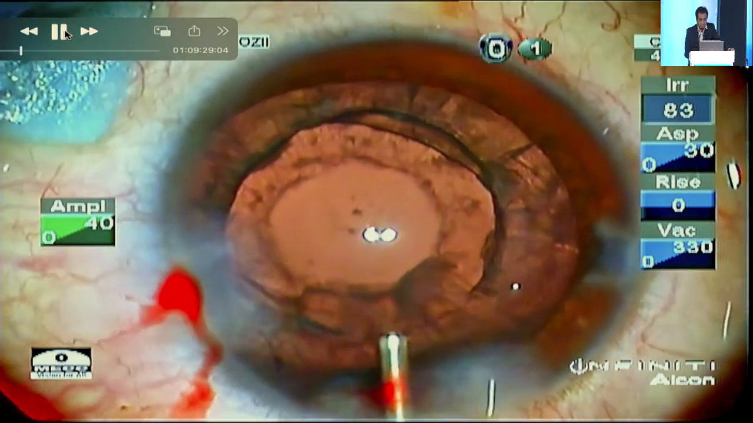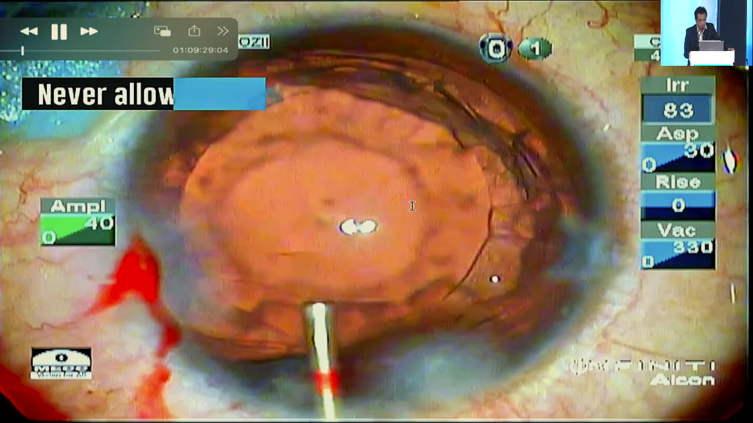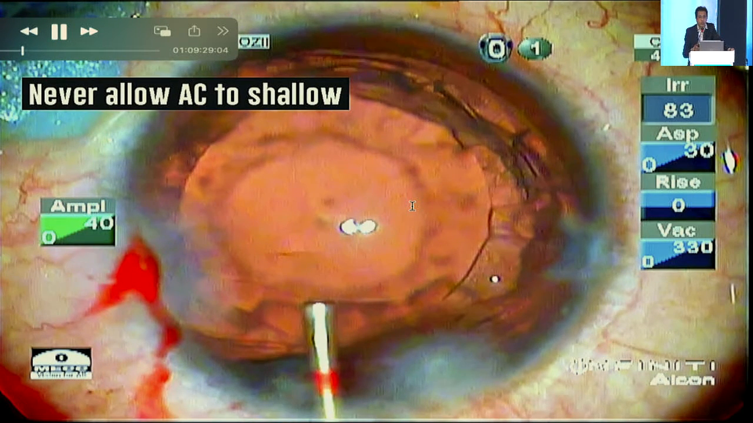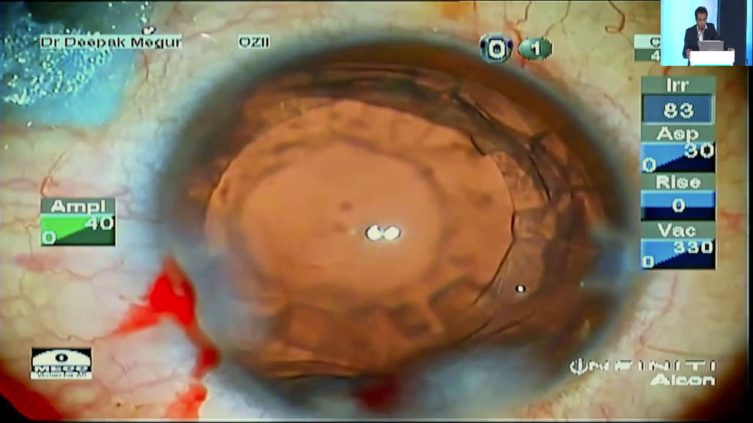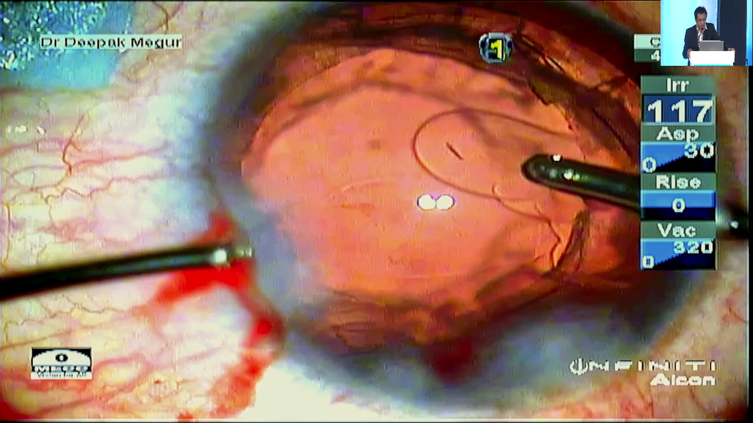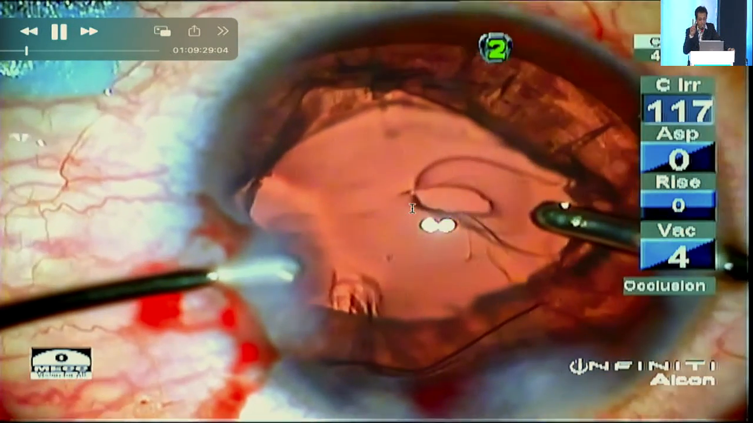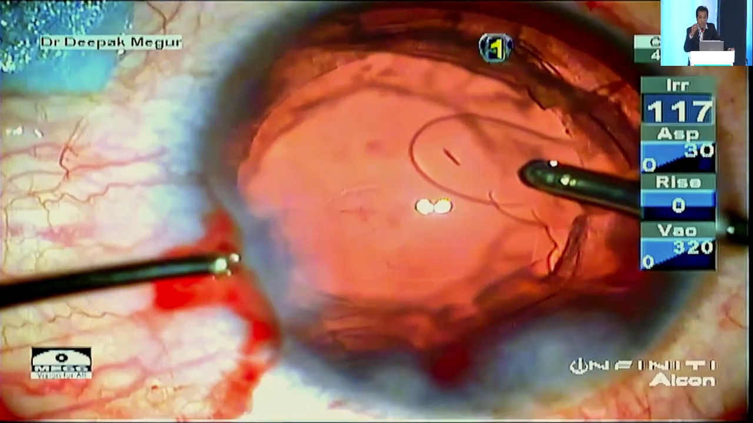Then you just note the irrigation. Irrigation is around 90 centimeters here, and that was our understanding then. So with a very high bottle height and the chamber already filled with OVD, I went in with the irrigation on, and we can literally see there are two waves happening. The first wave is of the posterior capsule, and the second wave is of the anterior hyaloid.